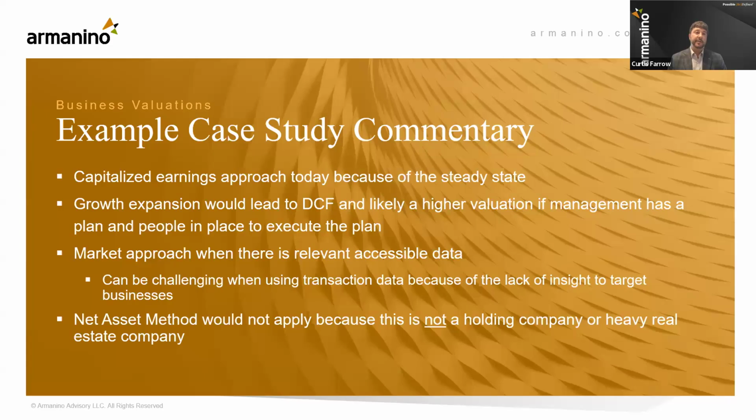Yeah, I think the other thing that lends itself to that capitalized earnings approach is what I was discussing before, in that management doesn't have a history of creating projections. So even if they created one for this purpose, the reliability of that is going to come into question, not having any history of how the company actually performs relative to those long-term plans. Yeah, that's another great point.